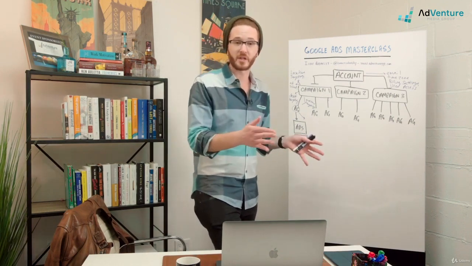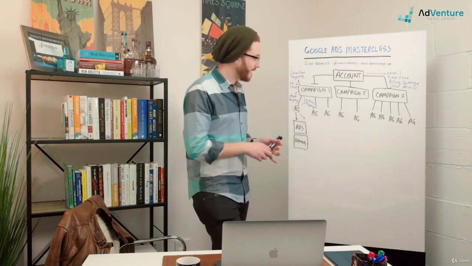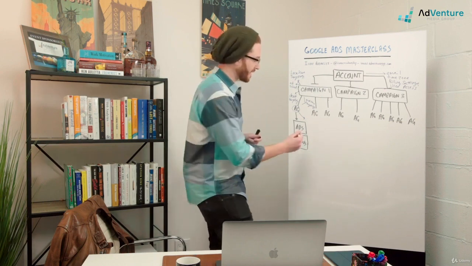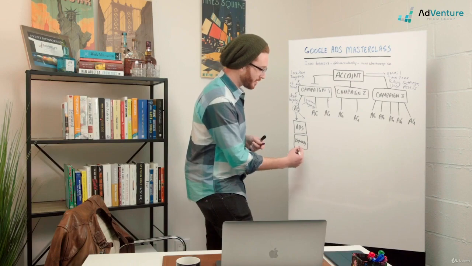Is it related enough to the search term? Does this account want to show an ad for the impression? And ads are what will then rotate in different ways for a specific group of keywords inside an ad group, okay? So you could have many, many keywords, right?